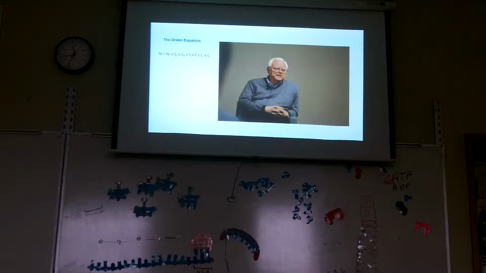N equals N sub star times F sub P, we're going to talk about what each of these things is, times N sub E times F sub L times F sub I times F sub C times F sub L. And he said if you multiply all this together, you get N, which is the number of technological radio telescope signal producing species in our galaxy.